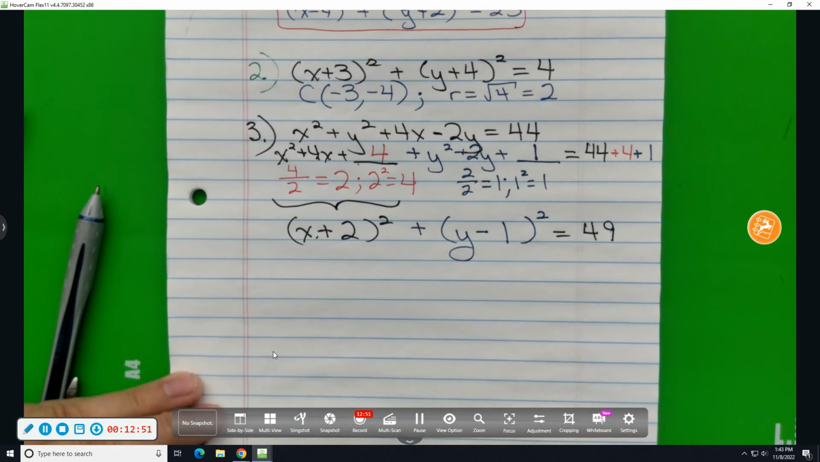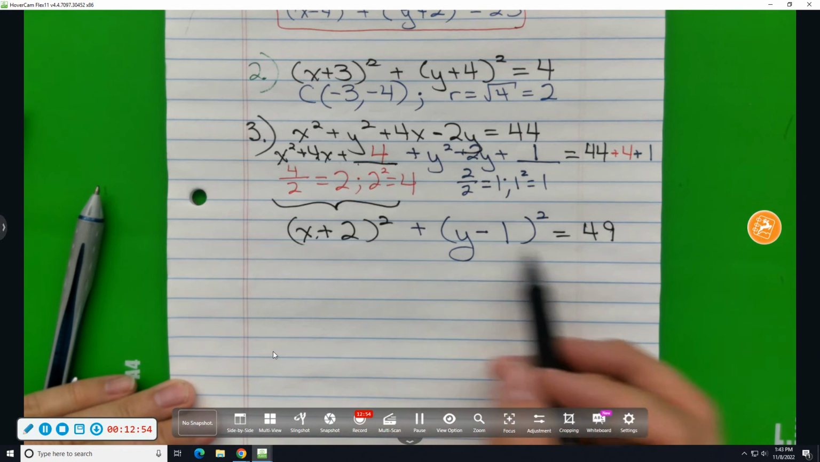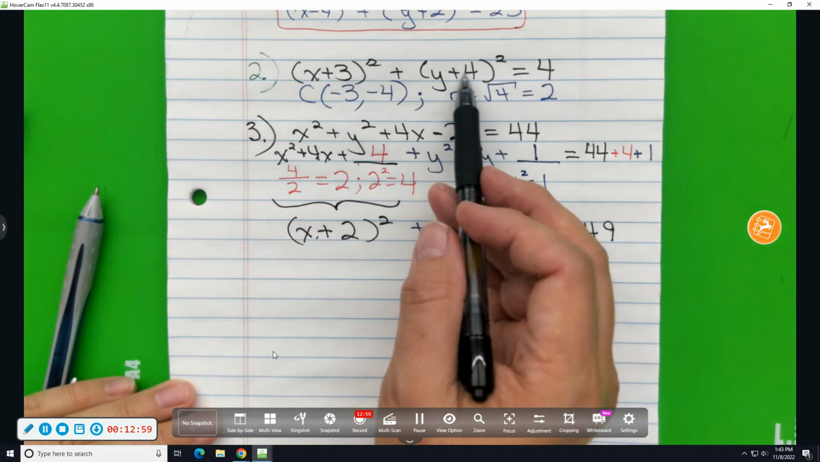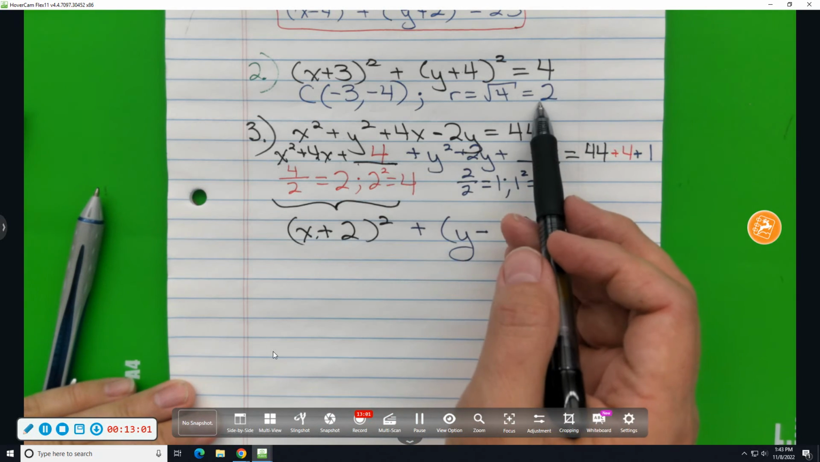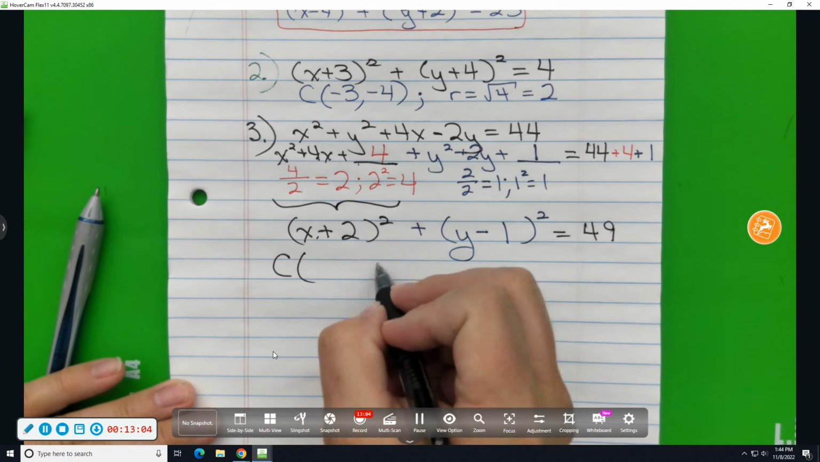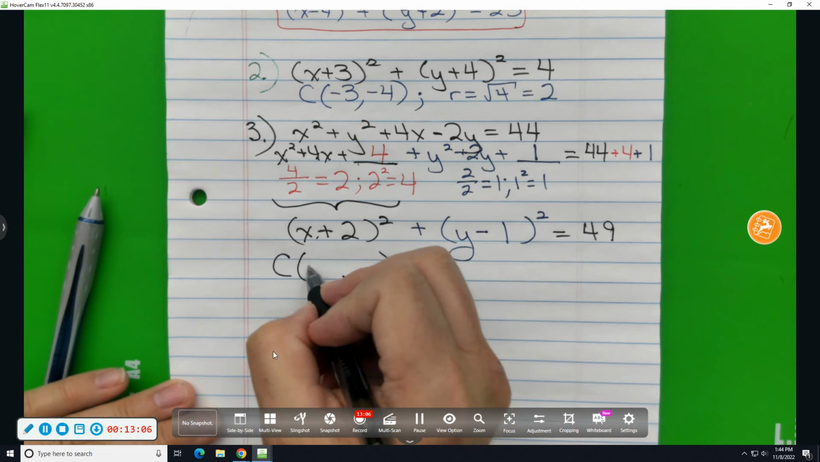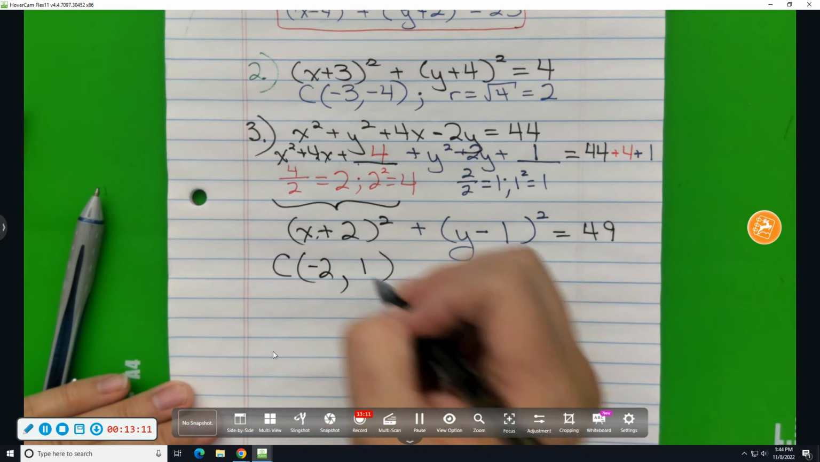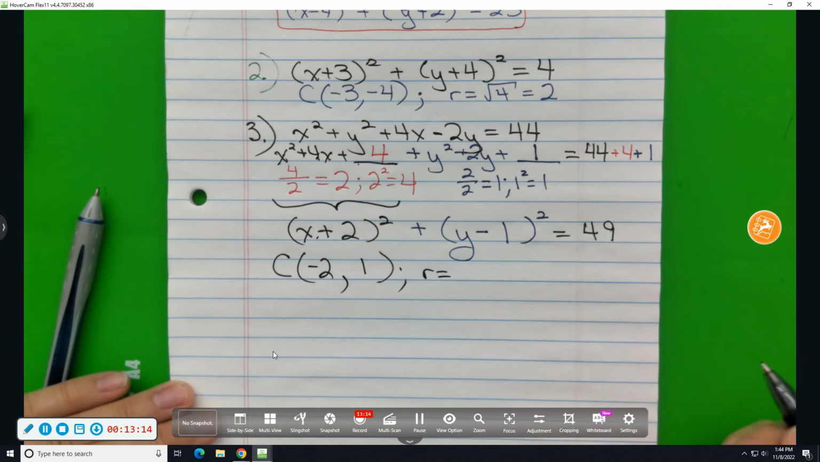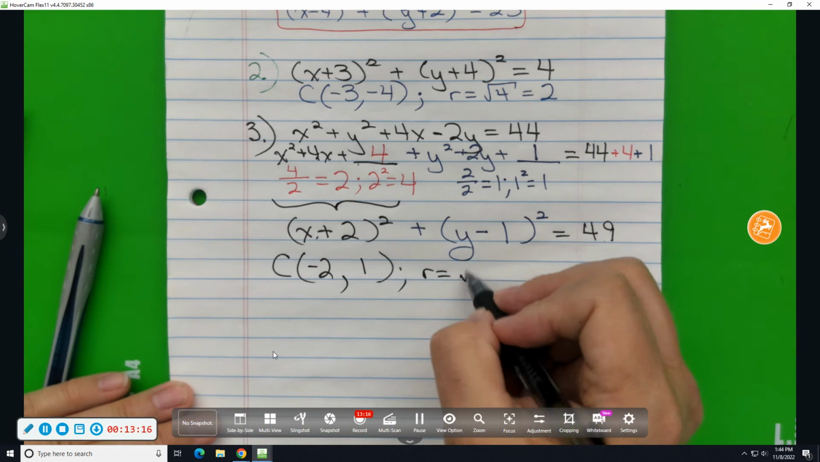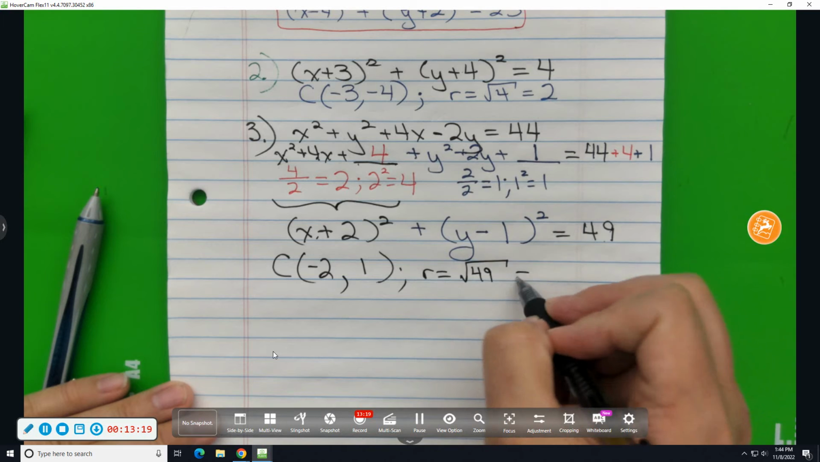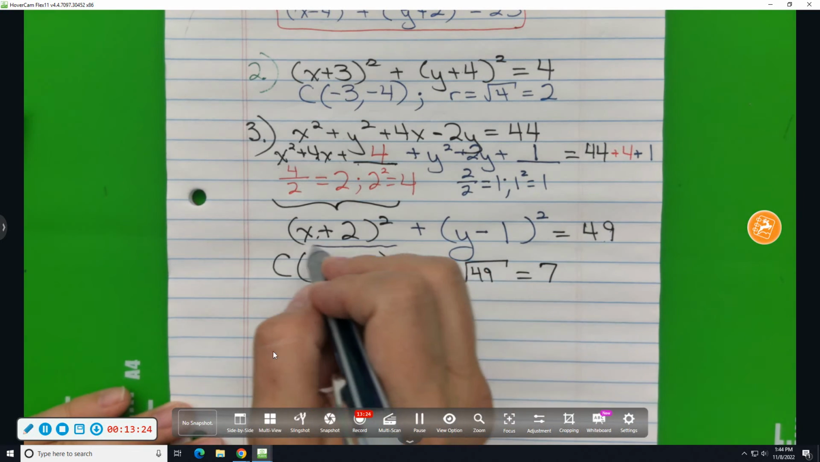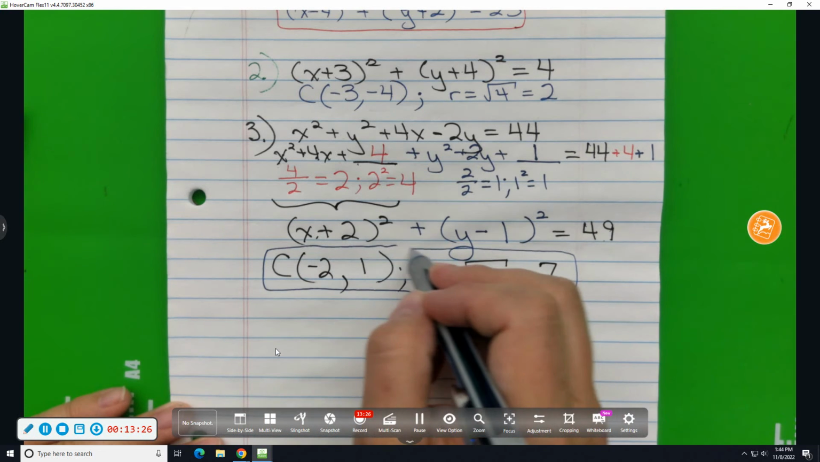So now, number 3, finding the center and radius, it looks like number 2. Since it's center-radius form, you just change sign, take the square root. So to find the center, change sign: the x-coordinate is negative 2. Change sign, the y-coordinate is positive 1. To get the radius, you take the square root of 49, which is 7. That's what we need in order to draw the graph.